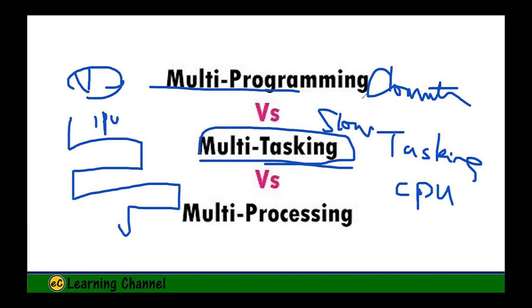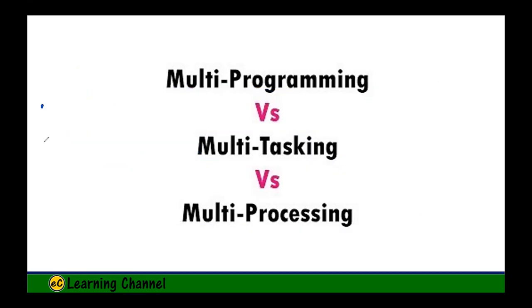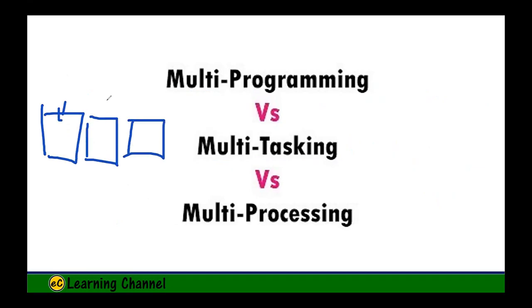Multi-programming means that you have multiple computers to do programming for you. Multi-processing means that I have multiple processors to do processing for you. So of these three, this one is fastest, this one middle, this one slow. Anyway, just to give you some basic idea.